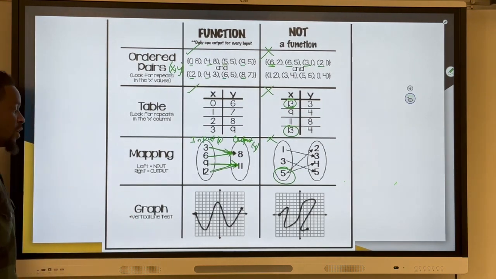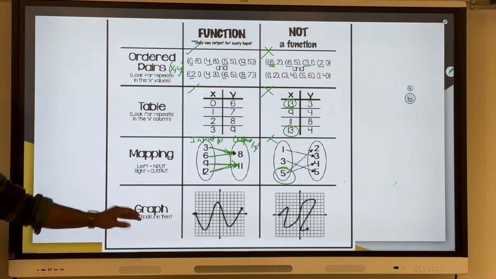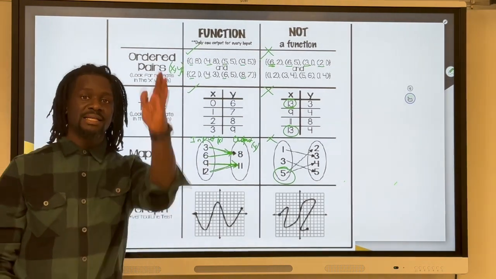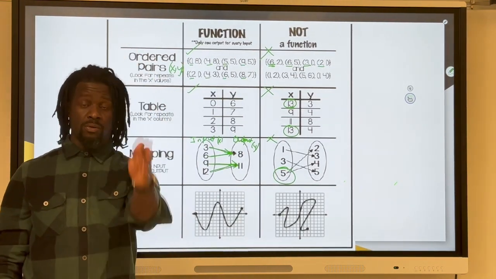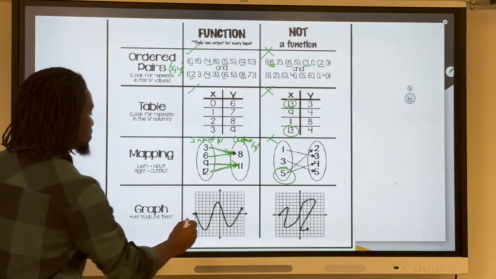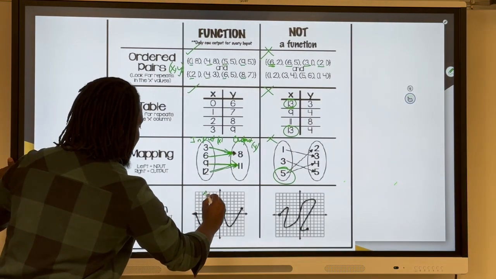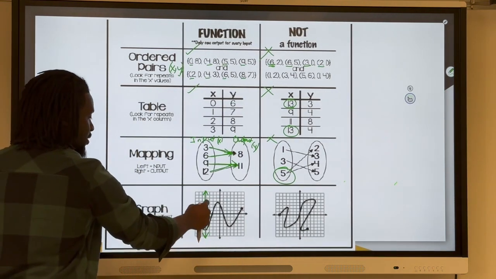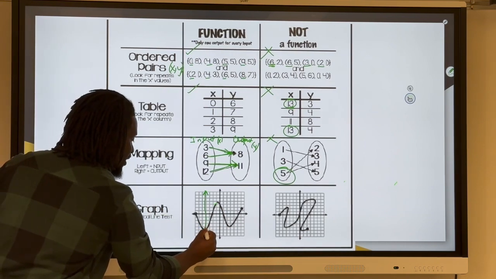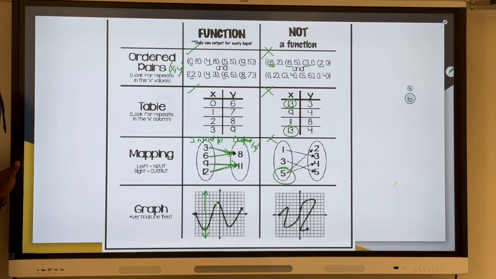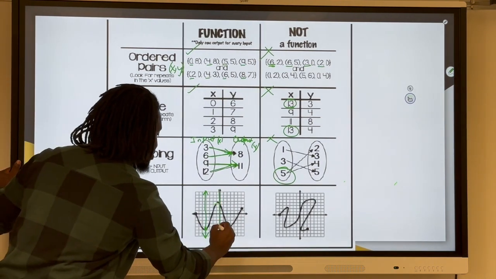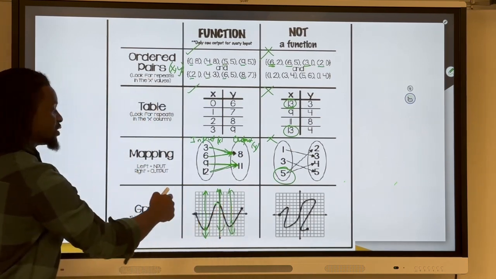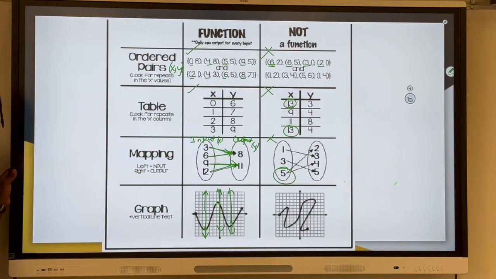And then lastly, we have a graph. And in order to figure this out, you have to do what's called the vertical line test, okay? The vertical line test is, a vertical means straight up and down, okay? And so what you can do is you can make a line, and if at that place on the graph it only touches at one point, then it is a function, okay? So if there's no place on this graph where I can draw a straight line and it touches more than once, if it only touches at one point, then it is a function.